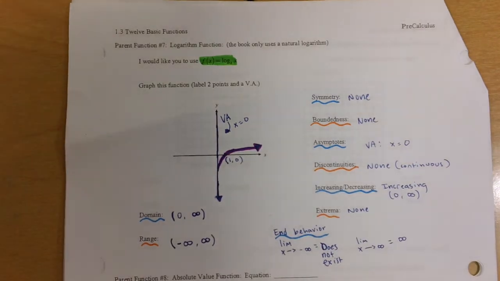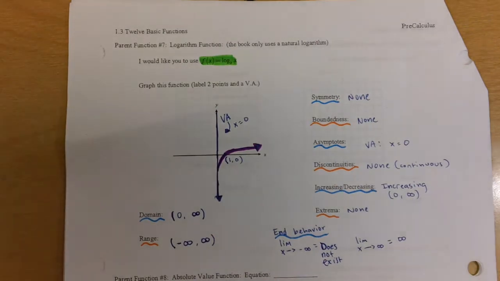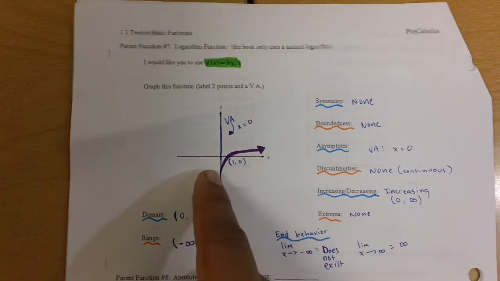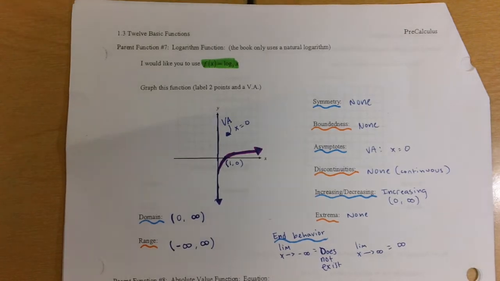The logarithmic function is f of x equals log base b of x. If you graph the function, you can see that we have a vertical asymptote at x equals 0. There is no symmetry or boundedness to this function. There are no horizontal asymptotes, but there is a vertical asymptote at x equals 0, which means that the function starts out at the vertical asymptote.